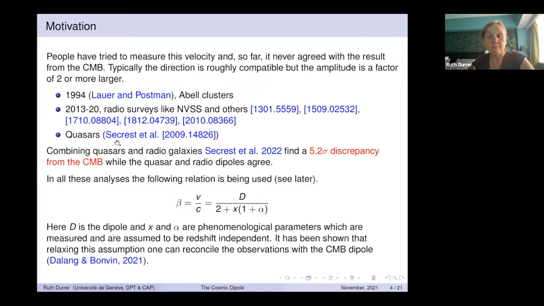Lately, also quasars have been used, and the most recent result by Secrest et al. from 2022 combines quasars and radio galaxies and finds about a 5.2 sigma discrepancy from the CMB, while the quasar and radio dipoles roughly agree. All these analyses of the radio galaxies and quasars use a relation by Baldwin and Ellis, which relates the dipole D here to the peculiar velocity. These are two phenomenological parameters which I shall discuss shortly.